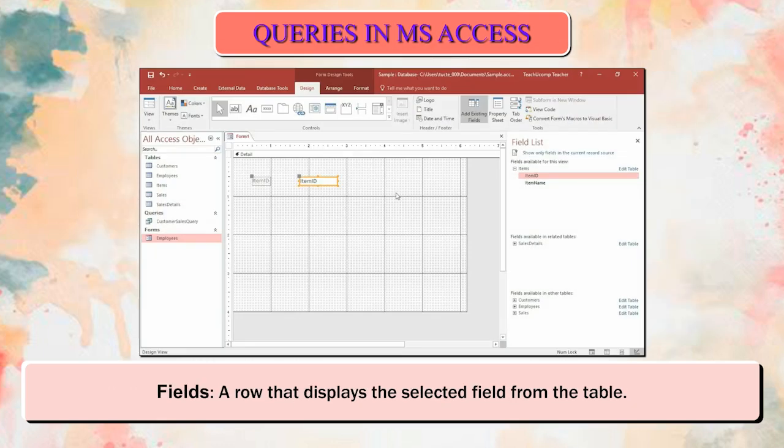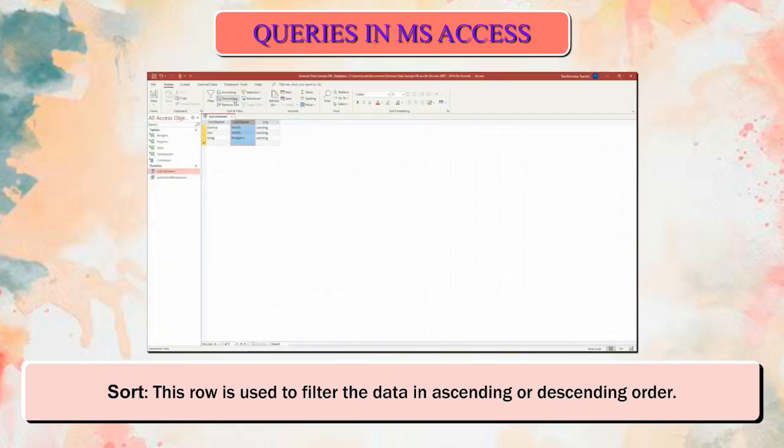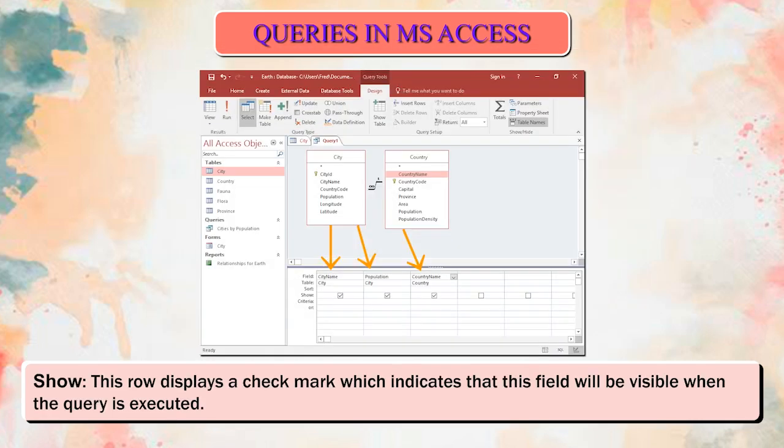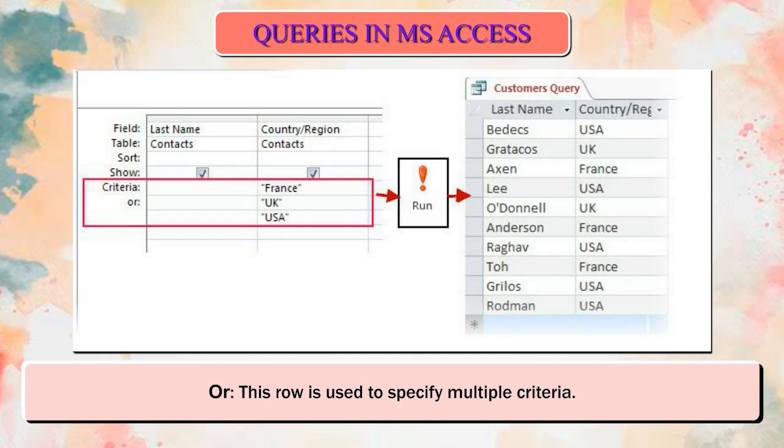Fields, a row that displays the selected field from the table. Table, this row displays the name of the tables. Sort, this row is used to filter the data in ascending or descending order. Show, this row displays a check mark which indicates that this field will be visible when the query is executed. Criteria, this row is used to specify the condition on the basis of which the records will be filtered. Or, this row is used to specify multiple criteria.